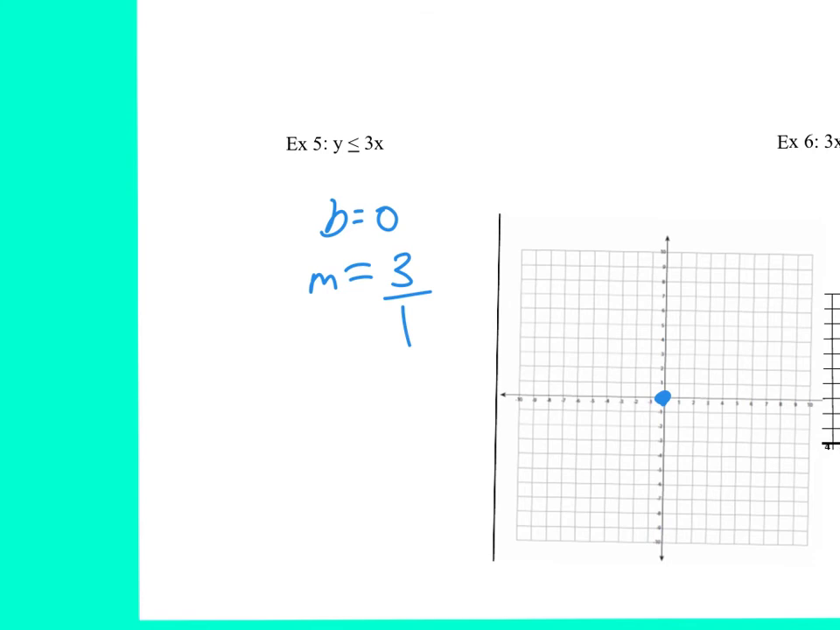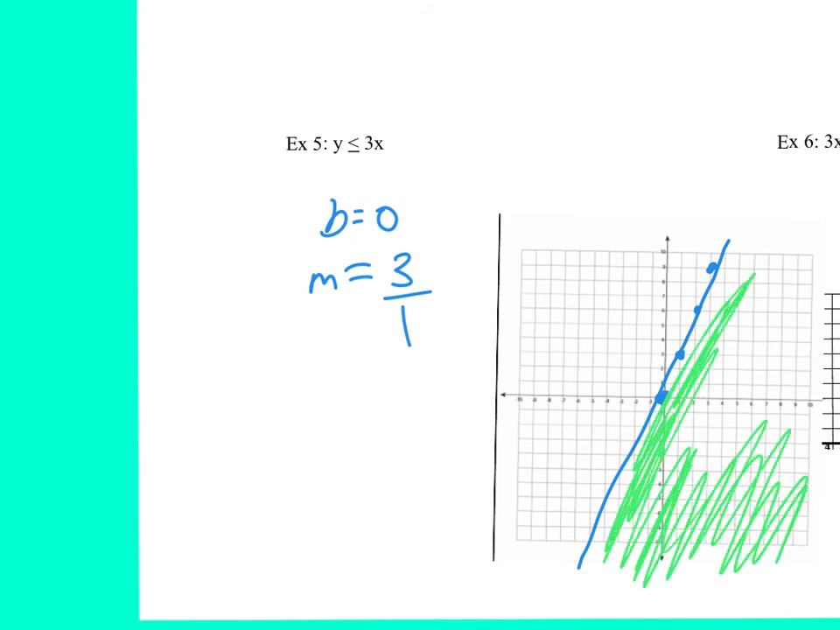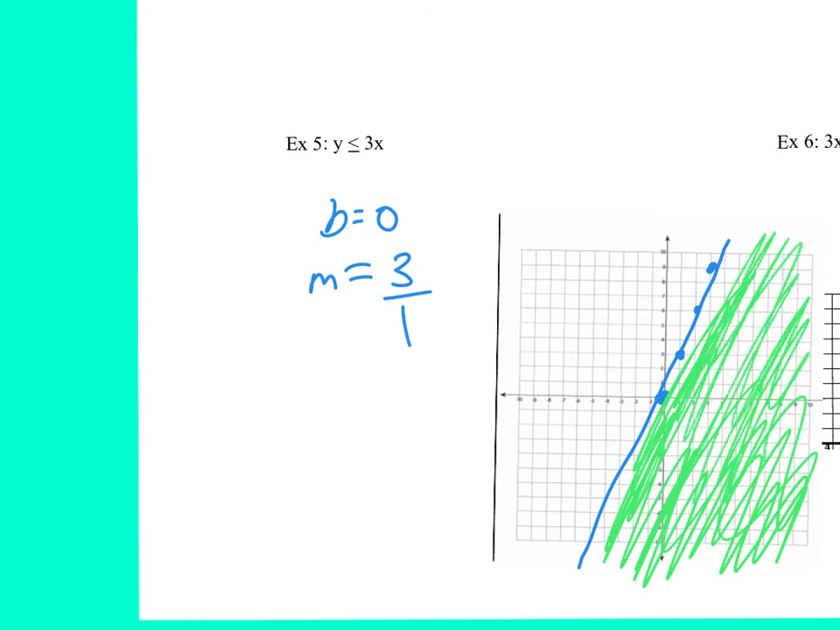Good. So to make some more points on this, we'll go up 3 over 1, up 3 over 1. Make as many or as little as you want. As long as you've got 2 points, you're good to draw a line. Dash or solid? Solid. Shade above or below? Below, because it's less than. So that means I'm shading towards the bottom of that y-axis, which ends up being below this line. Do we all see how that's below the line? Okay. Cool.